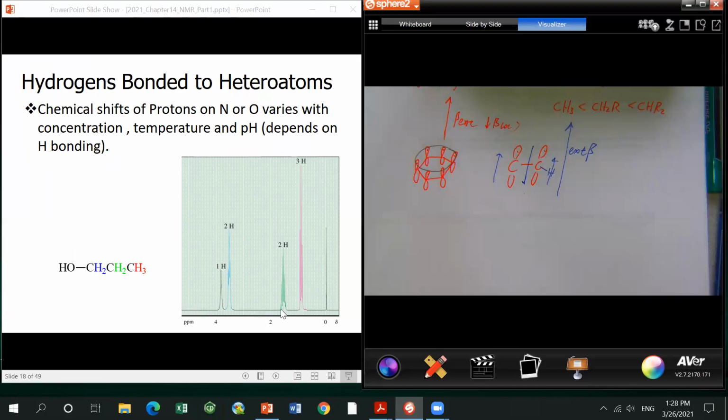For the OH proton, because there's a lot of exchange, it does not have a fixed, well-defined chemical shift. It can be from 2 to 5, depending on the concentration, temperature, and pH. Same thing for NH, which could be from 1 to 3. And for the carboxylic acid proton, it's from 10 to 13, because the carboxylic acid has a much higher electron withdrawing effect.